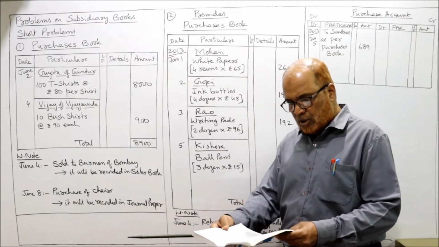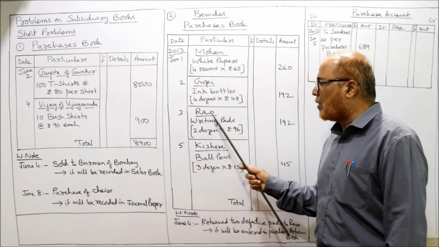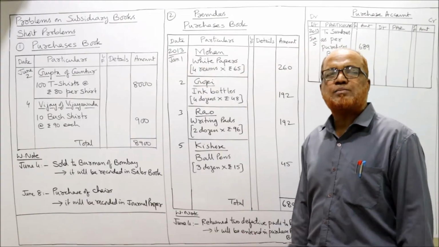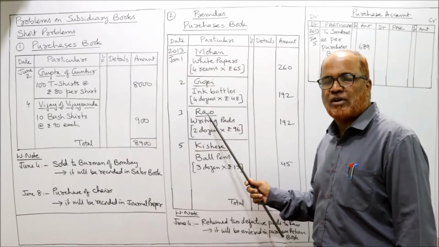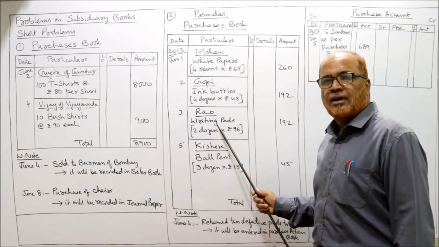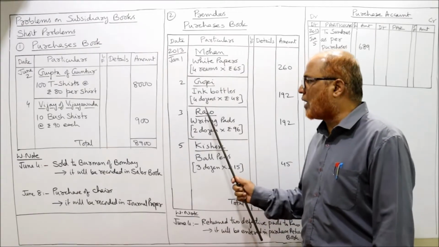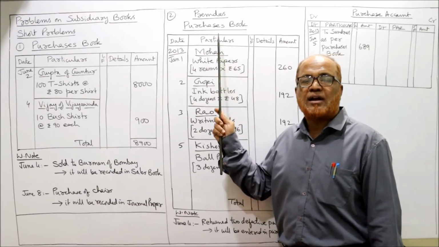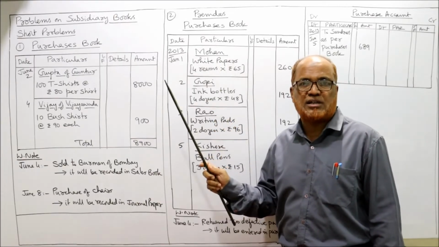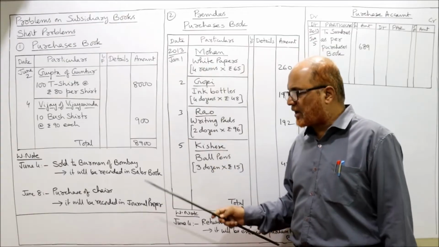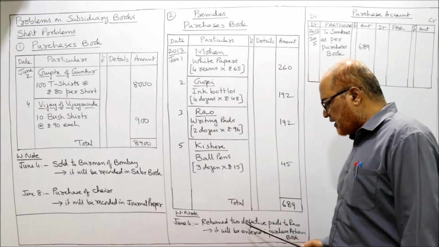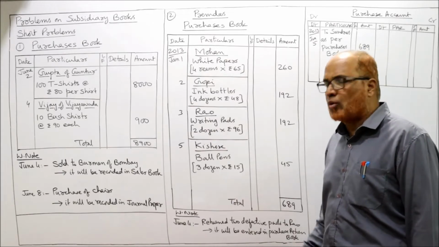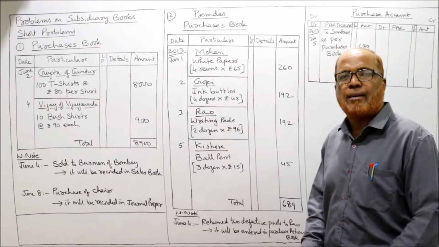Next one, fourth, returned 2 defective pads to Rao. We have purchased from Rao writing pads. In the next transaction, we have returned back 2 pads to Rao. It is purchase return. First we purchased from Rao writing pads, and then we returned some writing pads back to Rao. It will go to the purchase return book. Purchase return will not be recorded in the purchases book. We are concerned only with recording purchases, not purchase return. So this entry will not come in purchases. We will give a note: June 4th, returned 2 defective pads to Rao, it will be entered in the purchase return book. A note we have given that this transaction will not come in the purchases book.